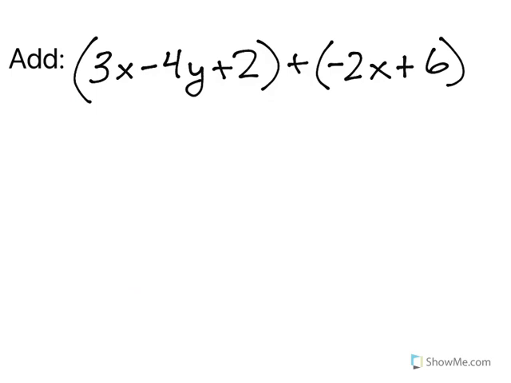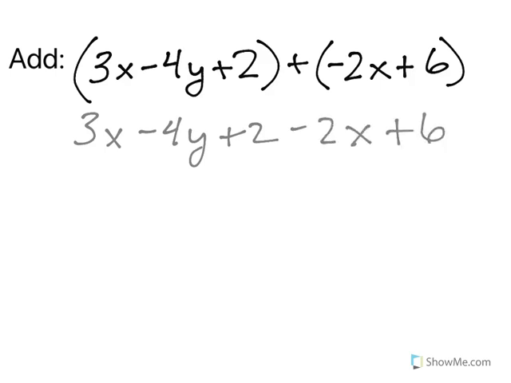Now I have 3x minus 4y plus 2 plus negative 2x plus 6. Great. Some people really like to rewrite it without parentheses because it just looks better. I'm down with that. Whatever you would like. So remember, when you add a negative, it's the same as subtraction. A negative and a subtraction sign are the same. Let's look at our like terms.